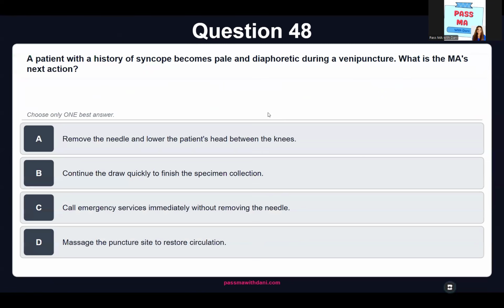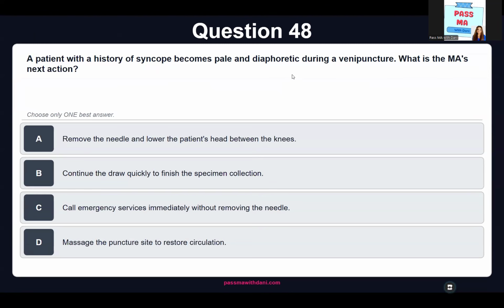All right, question number 48. A patient with a history of syncope becomes pale and diaphoretic during venipuncture. What is the medical assistant's next action? A. Remove the needle and lower the patient's head between the knees. B. Continue the draw quickly to finish the specimen collection. C. Call emergency services immediately without removing the needle. Or D. Massage the puncture site to restore circulation.